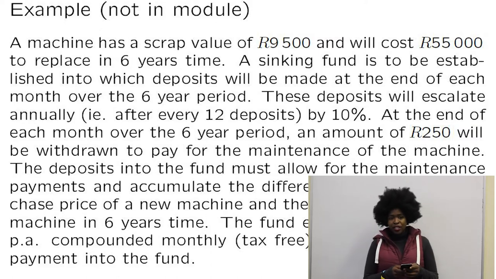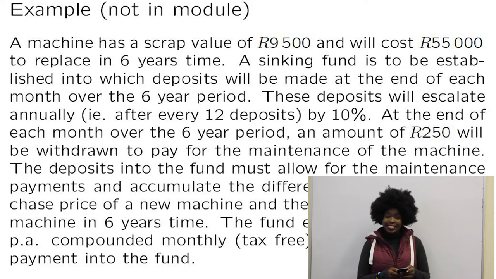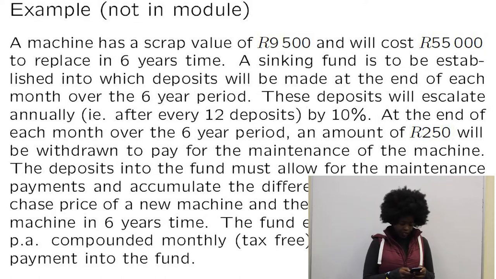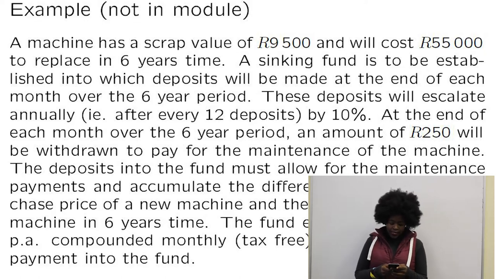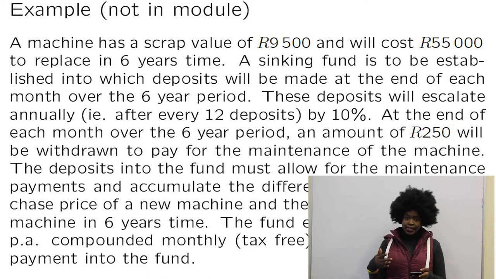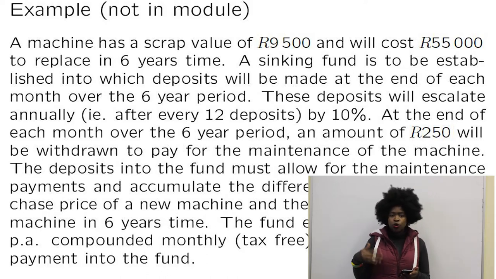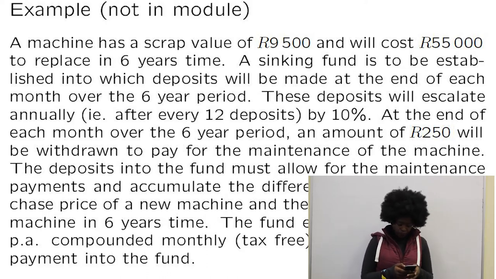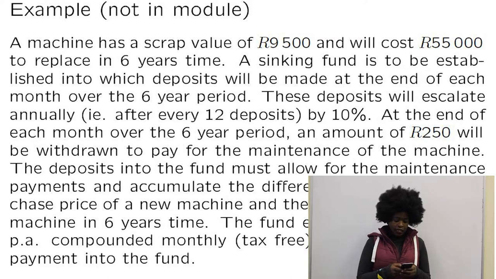So we want to buy a machine for 66,000 in 6 years. A sinking fund is to be established into which deposits will be made at the end of each month over the 6 year period. These deposits will escalate annually, after every 12 deposits, by 10%.